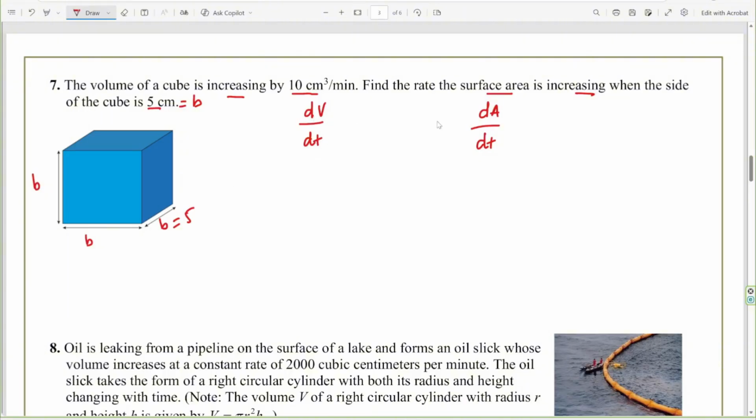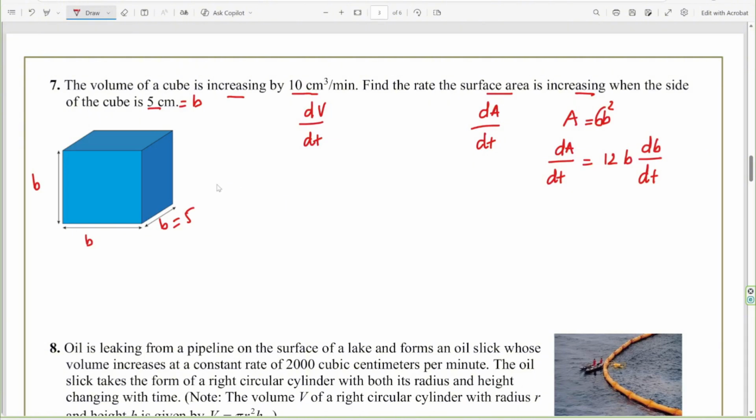Now remember, we need to calculate dA over dt. We know that the surface area is the area of one side multiplied by 6. So the area of one side should be b squared, then you multiply by 6. Now to calculate dA over dt, take the derivative of both sides with respect to t. So we have dA over dt equals 12b dB over dt. But dB over dt is not given.